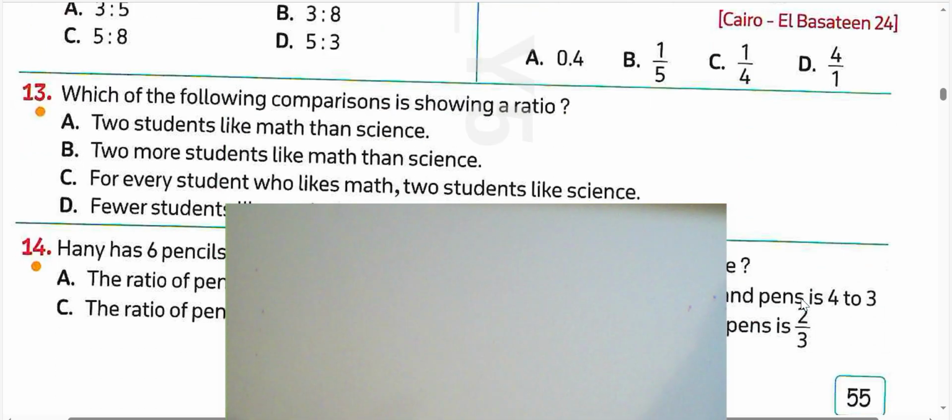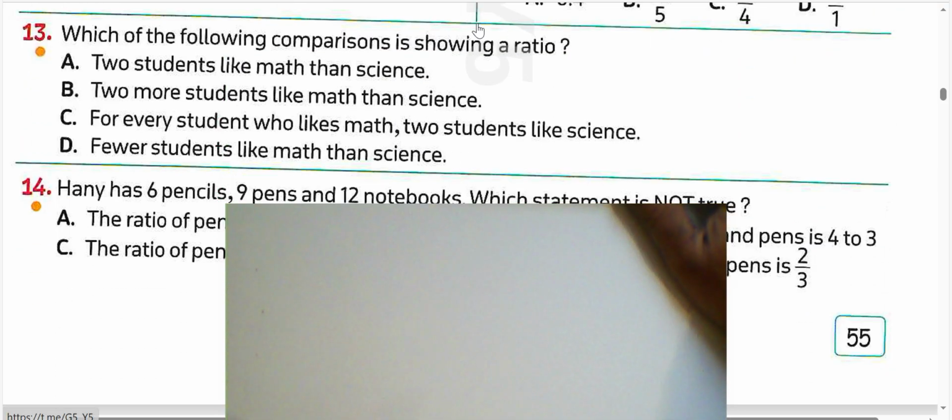Next question. Which of the following combinations shows the ratio? Fewer students like math than science. 2 more students like math than science. For every student who likes math, 2 students like science. Okay, I want to compare between two quantities. Comparing, we have 2 more students like math than science. For every student who likes math, 2 students like science.